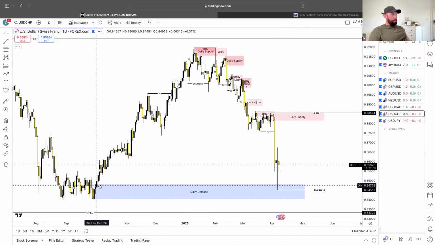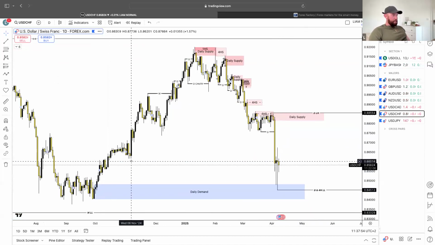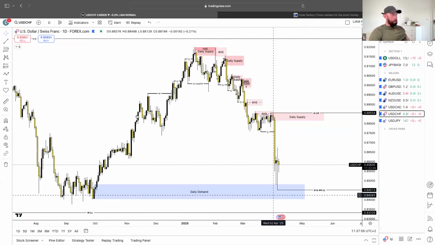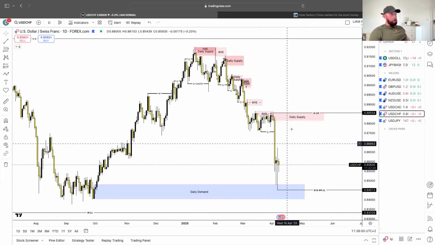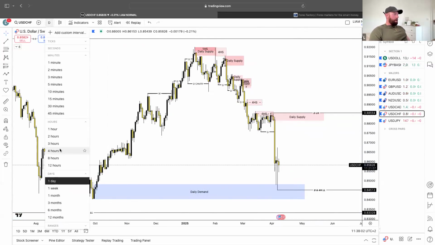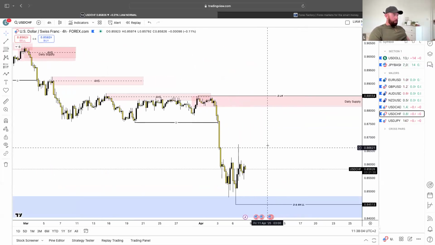We've tapped into this daily demand candle, which is also a weekly demand candle, and that's why the volume's slowing down a lot. So it is telling me with these wicks that the volume slowing down, we could see bullishness happen. So if that bullishness is going to happen, let's drop to the 4.